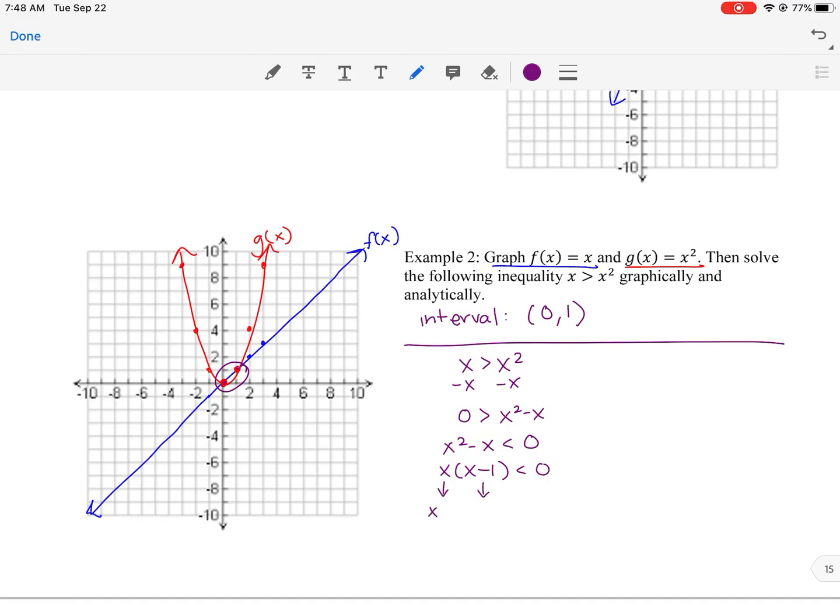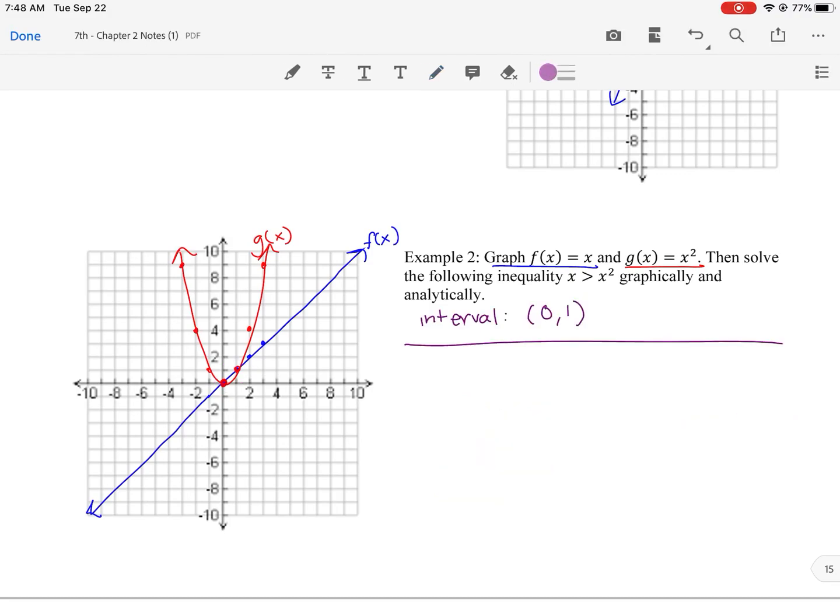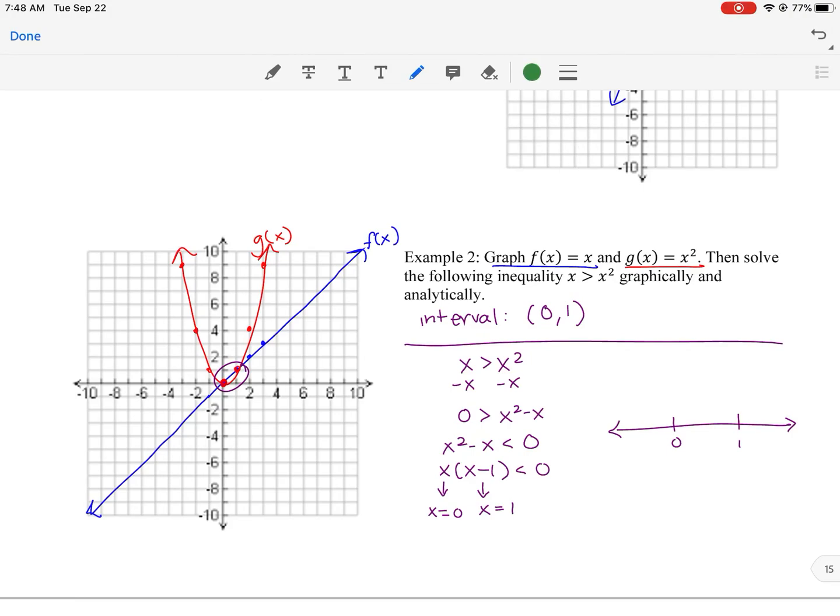These two zeros then are x equals 0 and x equals 1. So we're now going to put those on a number line. We're going to have 0 and we're going to have 1. And those are our zeros. So we're now going to look at some test values.